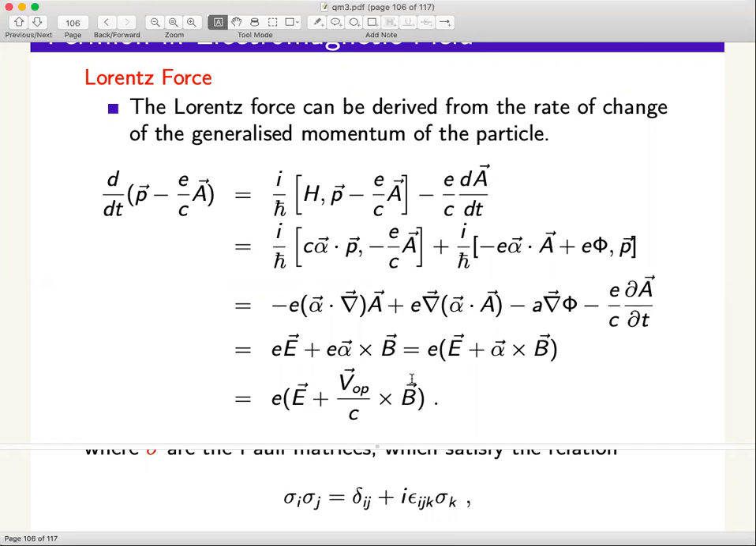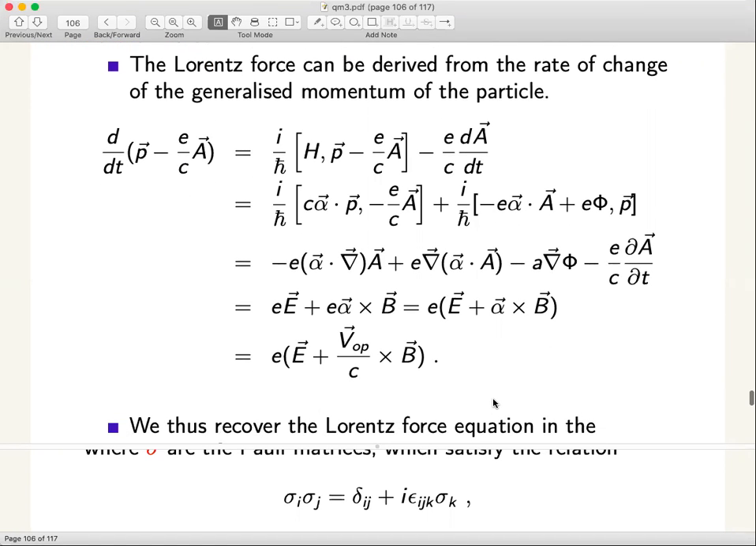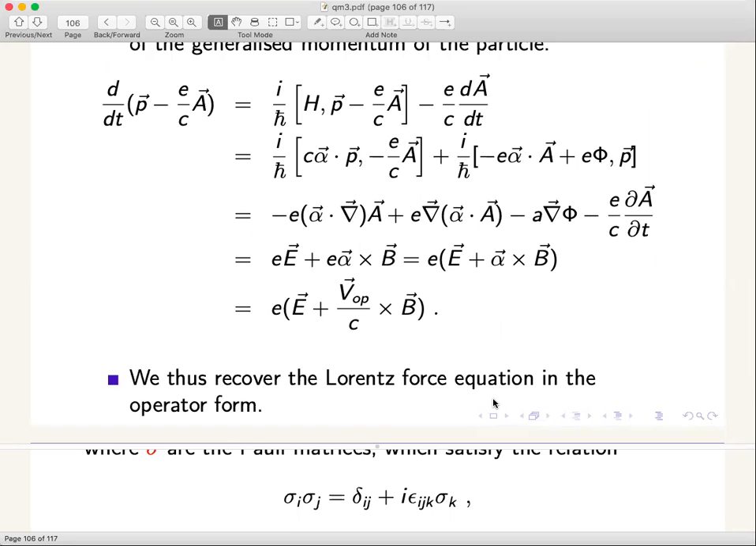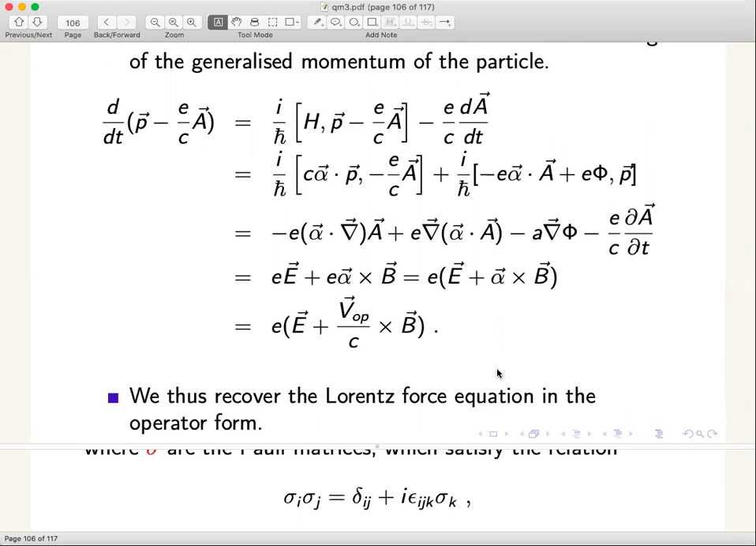Remember we had some trouble relating momenta to velocity operators and so on, but in this particular case, to get the Lorentz force, you get the entire system working out correctly. So that is the thing. We have an operator form for the Lorentz force equation. Any questions here, barring the typos?